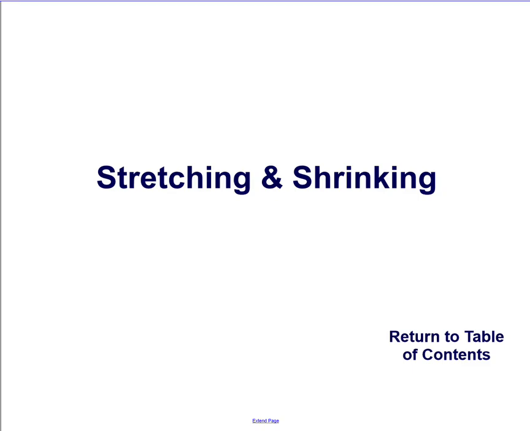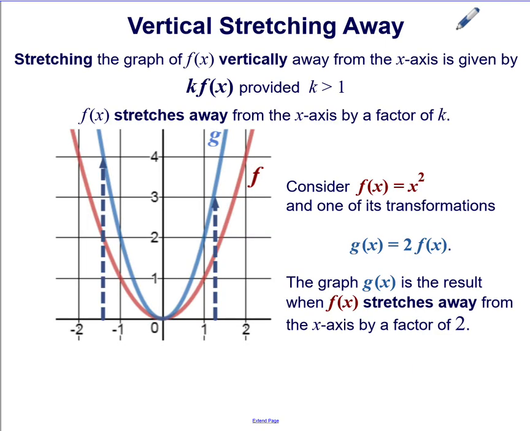Stretching and shrinking. Vertical stretching away. Stretching the graph of f of x vertically away from the x-axis is given by some constant k times f of x, provided that k is greater than 1. F of x stretches away from the x-axis by a factor of k.